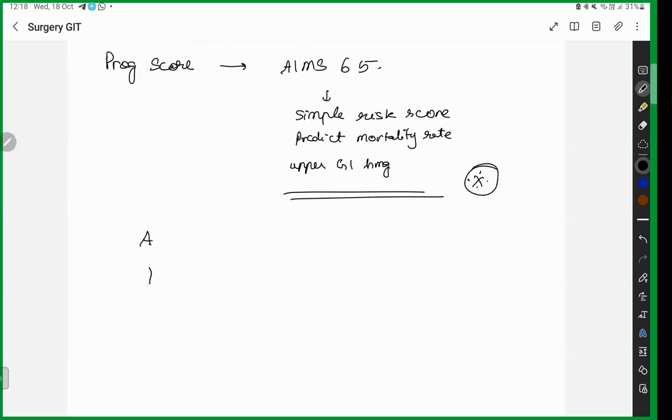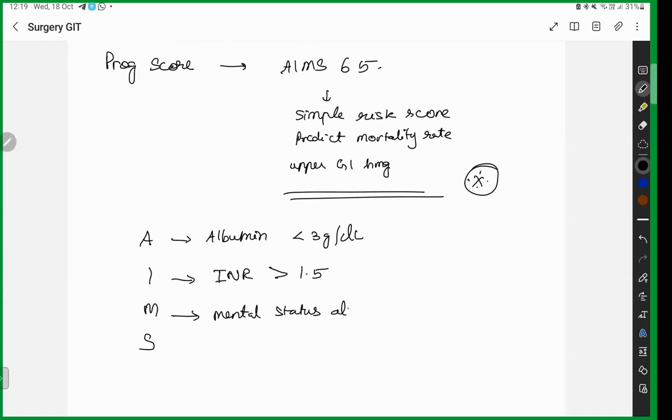AIMS 65. Just put it like this. A stands for albumin, which is going to be less than 3 gram per deciliter. So that is one. And I stands for INR when it is more than 1.5. Then M stands for mental status alteration, and then S stands for systolic BP less than 90 millimeter of mercury, and finally 65 stands for age more than 65. This is the first scoring system I want you all to remember as far as your hemorrhage is concerned.